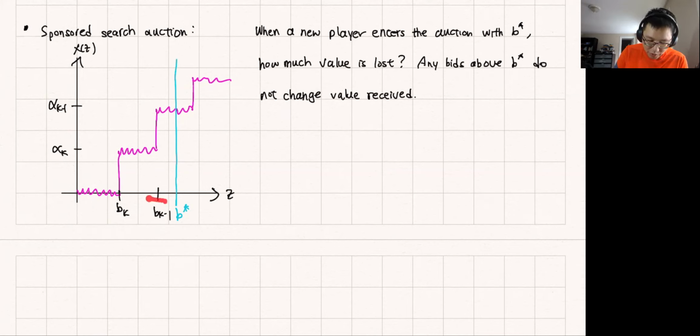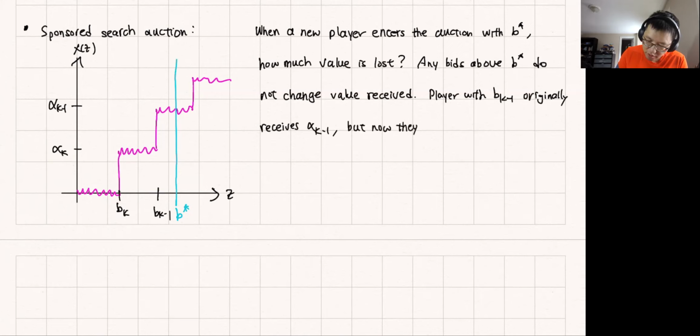The problem is with these two, B k minus 1 and B k. We now have one extra bid that's higher than them, B star in this case. So they get bumped down. So in this case, the player with B k minus 1 originally received alpha k minus 1, but now they receive a value of alpha k. And so they get bumped down from alpha k minus 1 to alpha k.